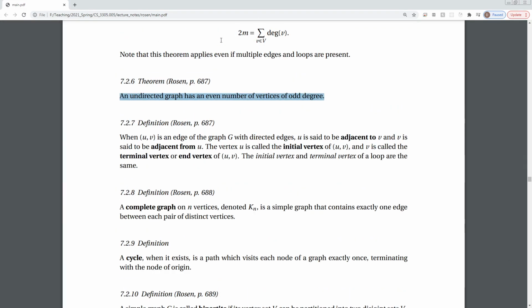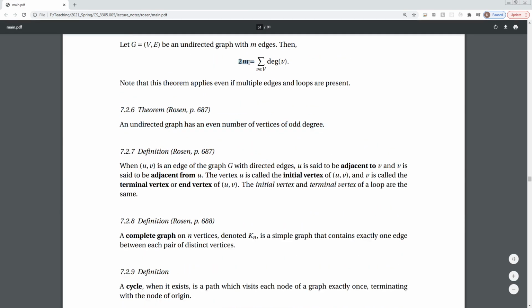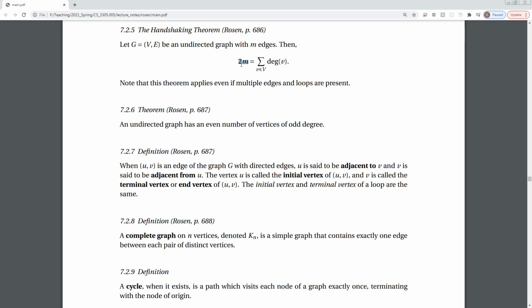Okay, yeah, and so that follows from this, right? So the sum is always going to be even, right? So if you have some vertices which are of odd degree, then you're going to have an even number of them.